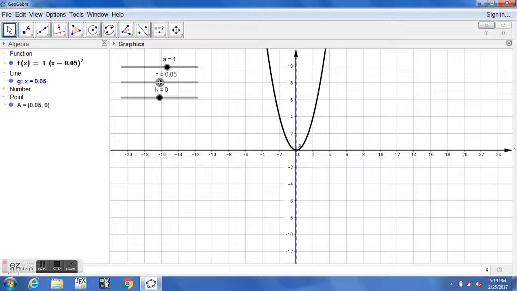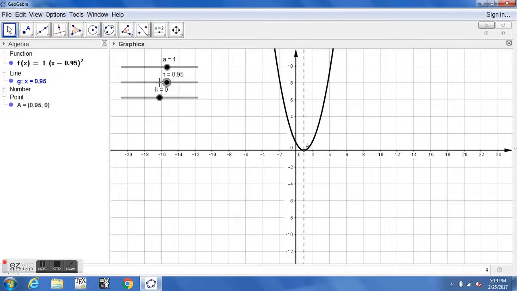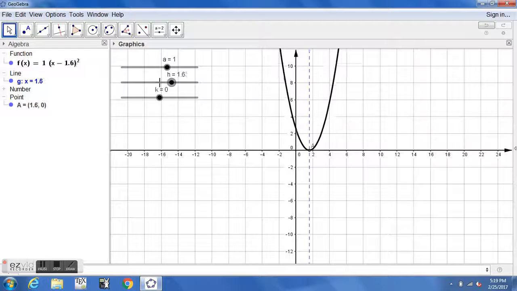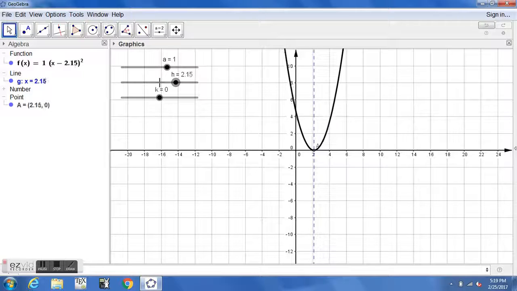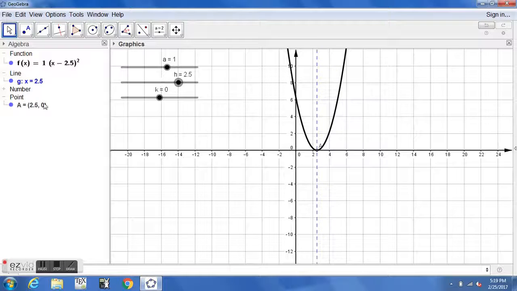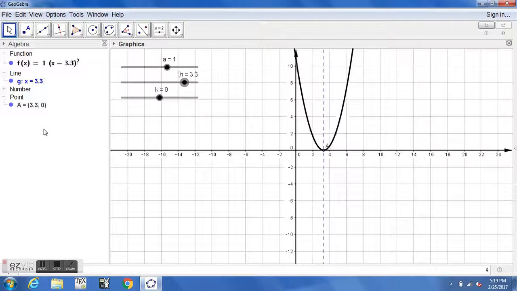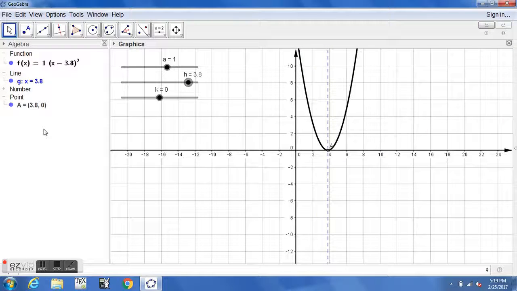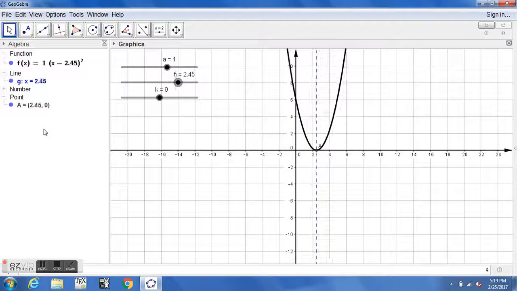With my h, that's what's inside the parentheses. You're used to seeing this as x minus h. As the number gets larger, we're subtracting a larger number, so it's actually moving to the right, positive. If you notice what's changing here, the x value of my vertex is changing, and my axis of symmetry is changing. My axis of symmetry goes directly through my vertex, so as I move this, the axis of symmetry and the vertex move. But this is only moving left and right.